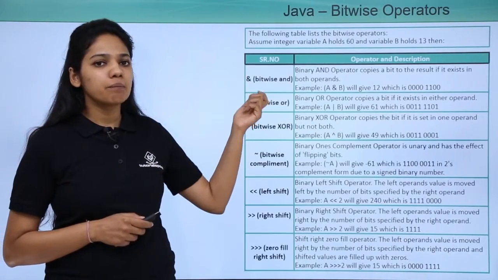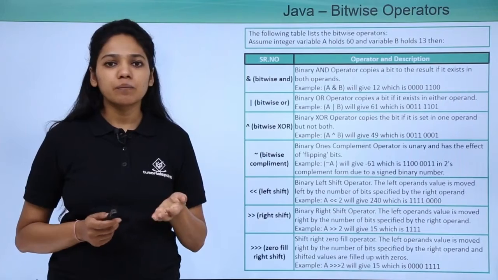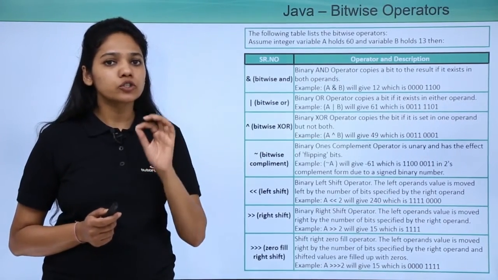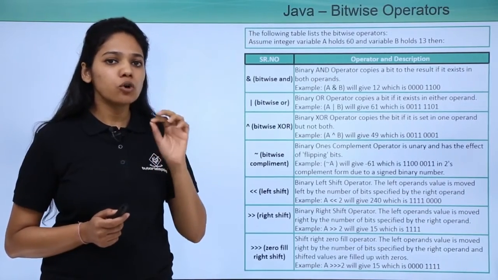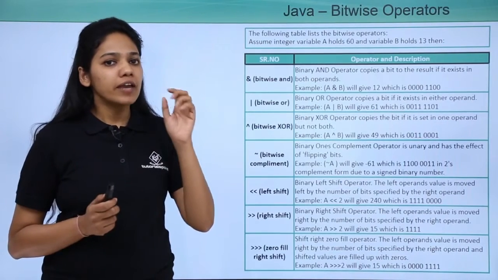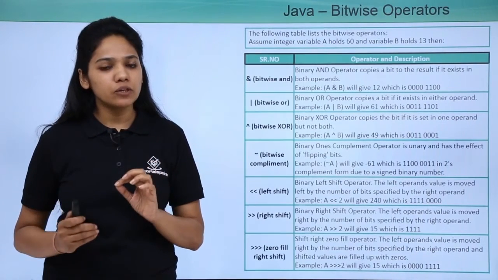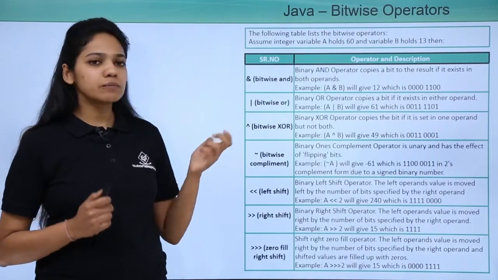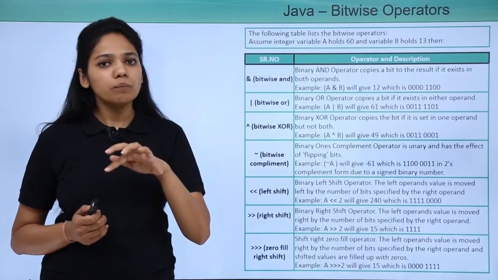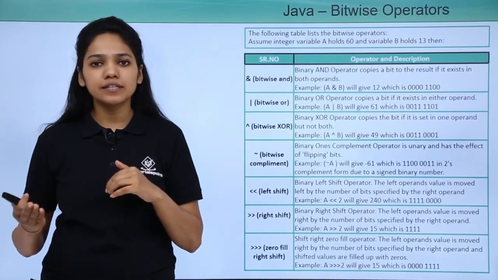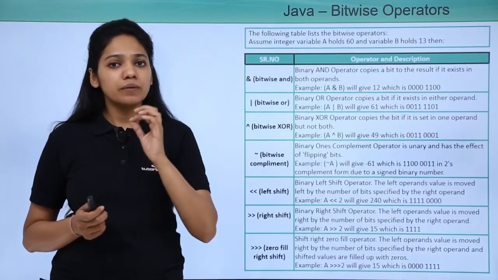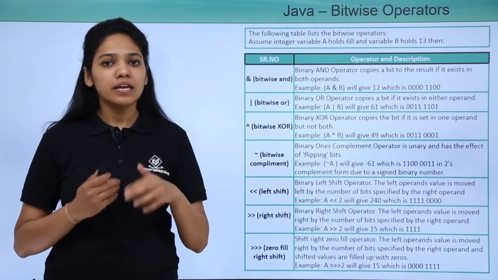In the first one, it says bitwise AND, where both the operands' bit values should be the same. That is, if both the operands have the bit value of 1, the resulting value will also be 1, and if any of them is 0, the resulting value will be 0. In the next one, bitwise OR, if either of the bit values of A or B is 1, the resulting value will be 1. In XOR, if both are 0 or both are 1, the result will be 0.